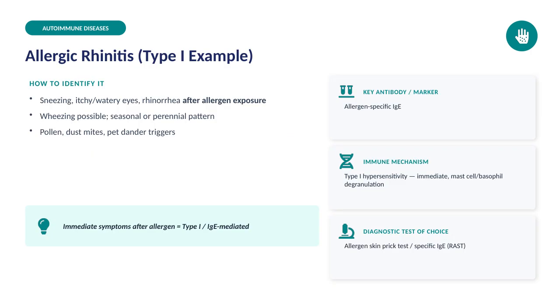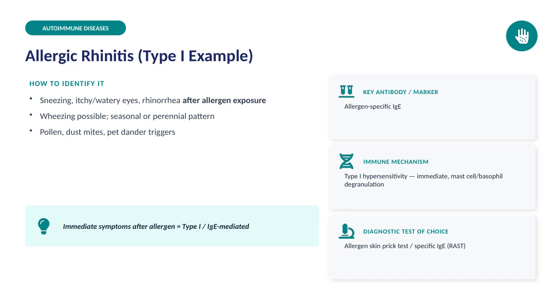Allergic rhinitis is a common example of a type 1 hypersensitivity reaction. It's identified by symptoms like sneezing, itchy or watery eyes, and a runny nose that occur soon after exposure to allergens, such as pollen, dust mites, or pet dander. Sometimes wheezing can happen too, and the symptoms might appear seasonally or year-round, depending on the allergen.